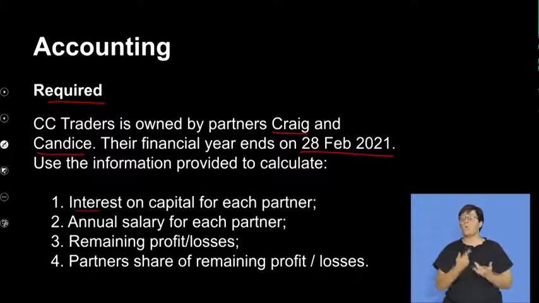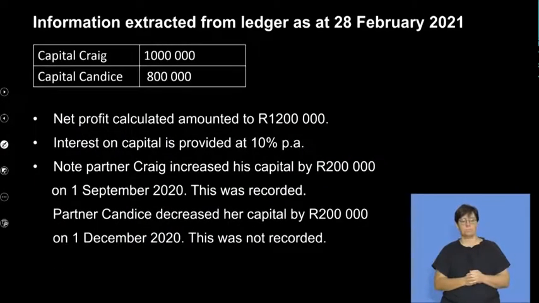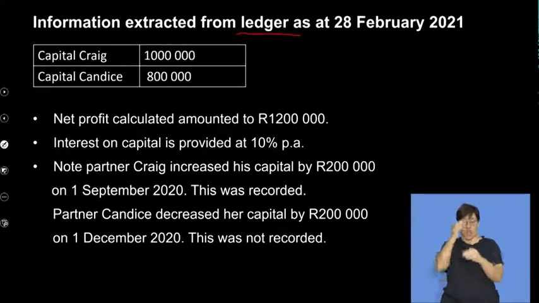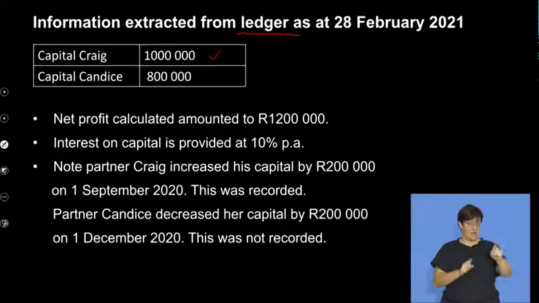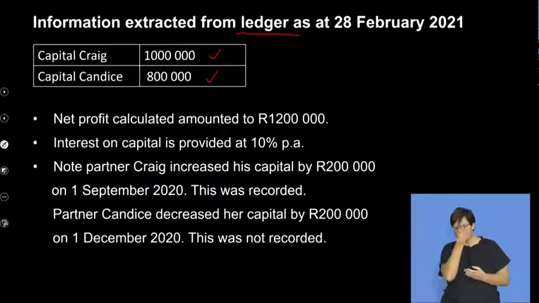We're going to calculate interest on capital for each partner, annual salary for each partner, remaining profit or losses, and partner's share of the remaining profit or losses. So let's look at the information given. We've got an extract from the ledger at the end of the financial year. Capital for Craig is sitting at 1 million, while Candace's capital is sitting at 800,000. And then we've got our transactions, with some information about the net profit.